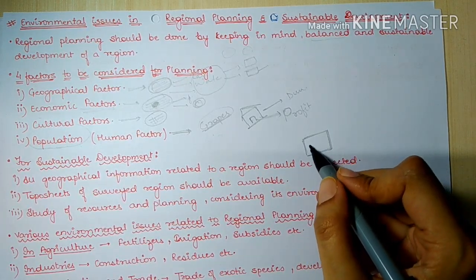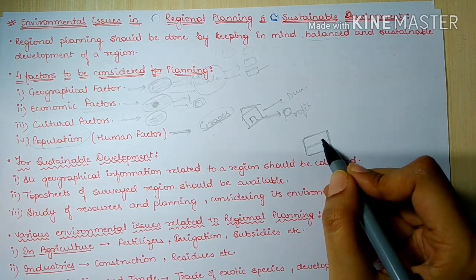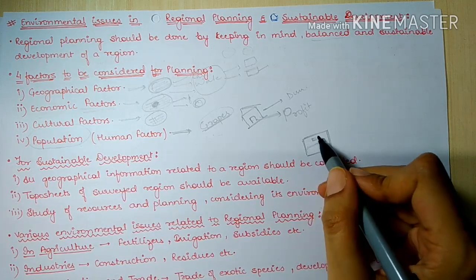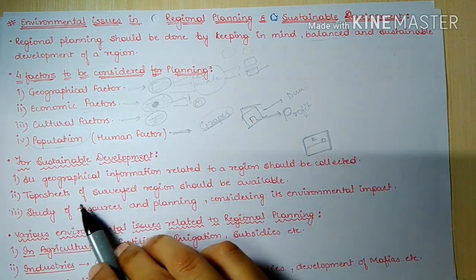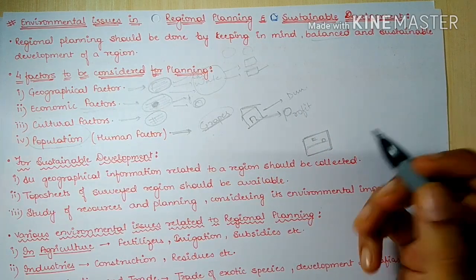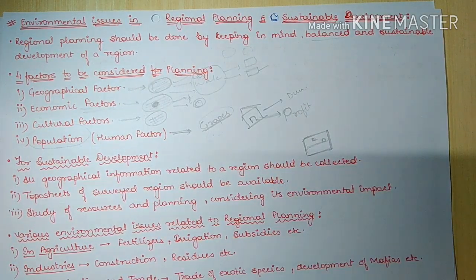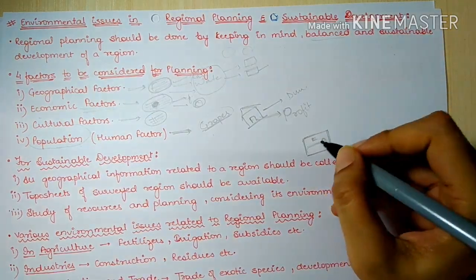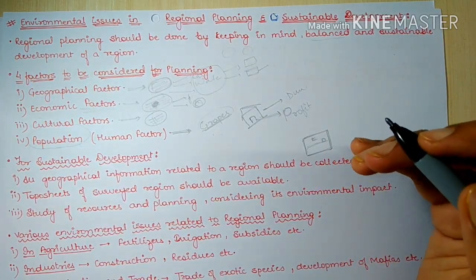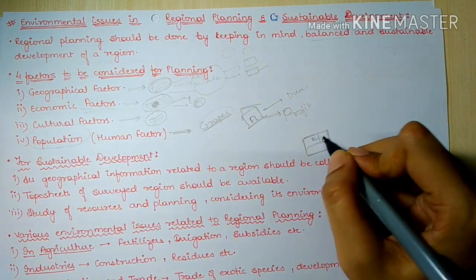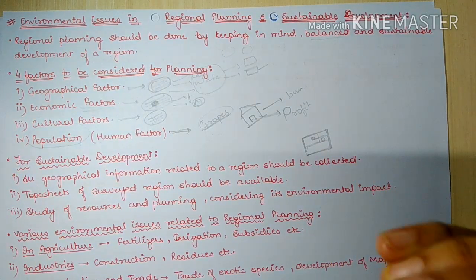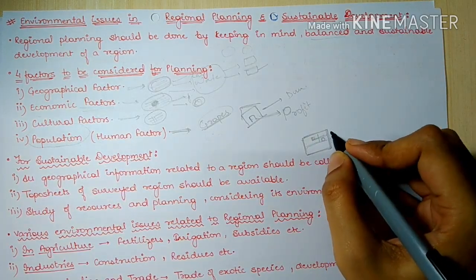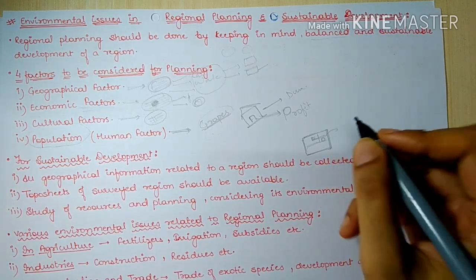Okay, a map for a village will locate which lane is going where, where this colony is, where this temple or religious place is. So everything is located in this topo sheet. So the region should be surveyed. Now a study of resources and planning should be done, keeping in mind the environmental impact of this particular plan if it is being implemented.